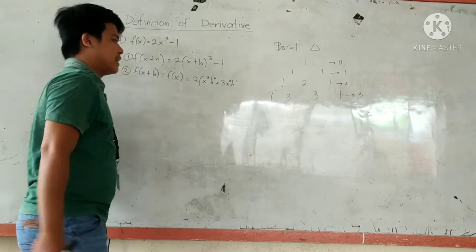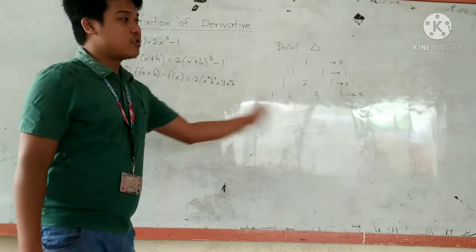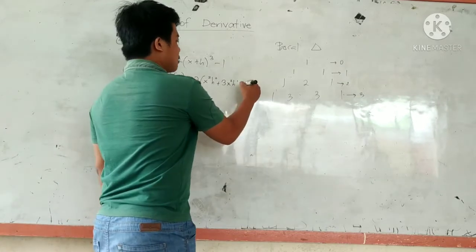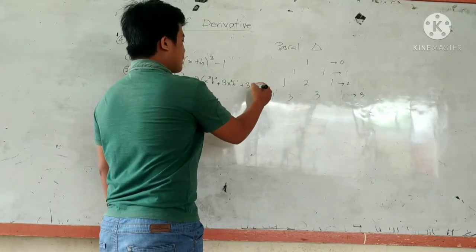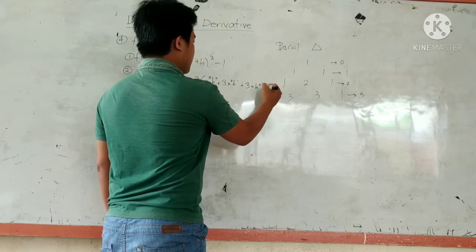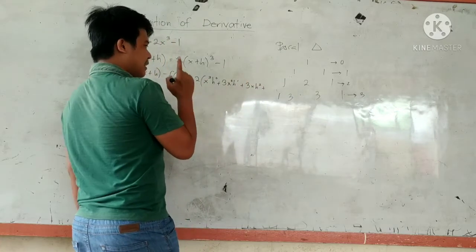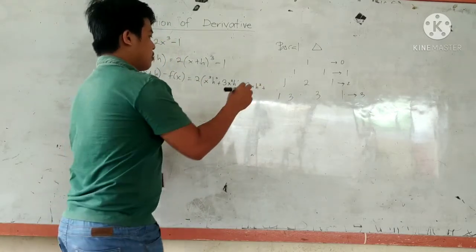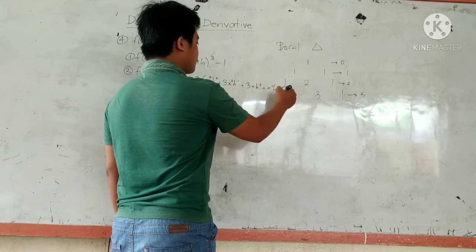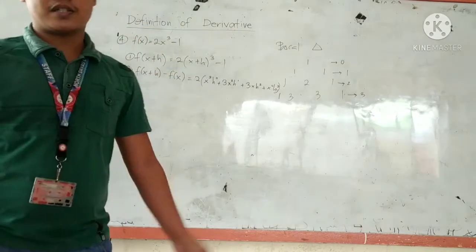Okay, let me write that. So as you can see, the exponent of our x is actually decreasing, and the exponent of our h is increasing. Okay, so next we will have 3 x h squared, okay, and then lastly we will have plus, we will have 1 numerical coefficient, and then we will have x to the 0 h cubed. Okay, so that's how it works.